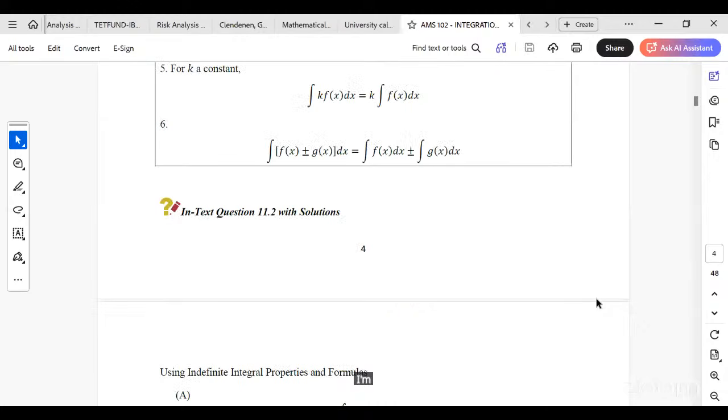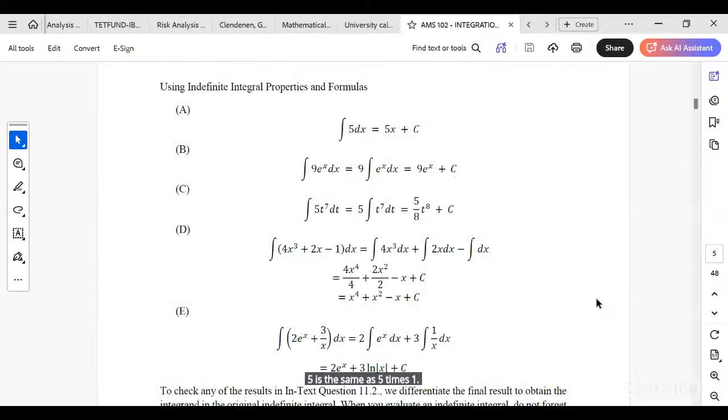I'm integrating 5. 5 is the same as 5 times 1, and it's also the same as 5 times x to the power of 0. So if I integrate x to the power of 0, it should give me x to the power of 0 plus 1 divided by 0 plus 1. Then I will add the arbitrary constant C. So that means x to the power of 0 integrated will be x. And if we use that to multiply 5, that gives you 5x plus your arbitrary constant C.